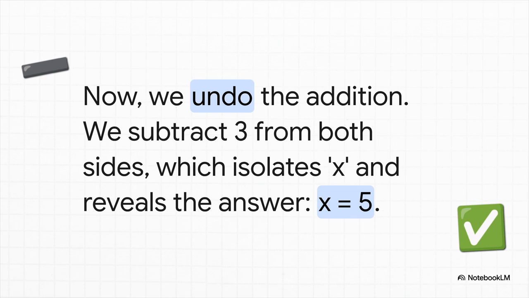Now we're just one step away. x has 3 being added to it. The inverse of adding 3 is, of course, subtracting 3. We do that to both sides and bam, we've isolated our variable, we've cracked the code. And there it is, x equals 5. See? We didn't need to guess or do anything magical, we just followed a solid, step-by-step method to uncover the answer.